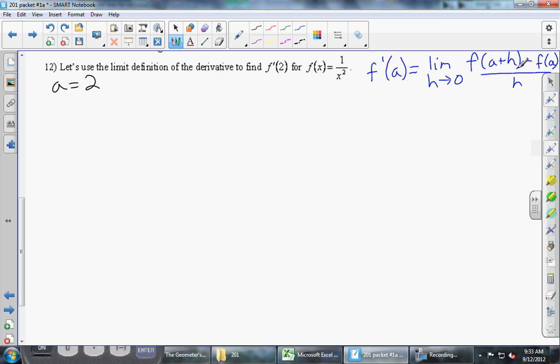So I'm not going to write that limit thing in the beginning. I'm just going to write the difference quotient part. So we need to do f of something minus f of something over something. I filled in the blank. So the h is on the bottom, always. Instead of a plus h, what do we have? 2 plus h. Instead of f of a, f of 2.